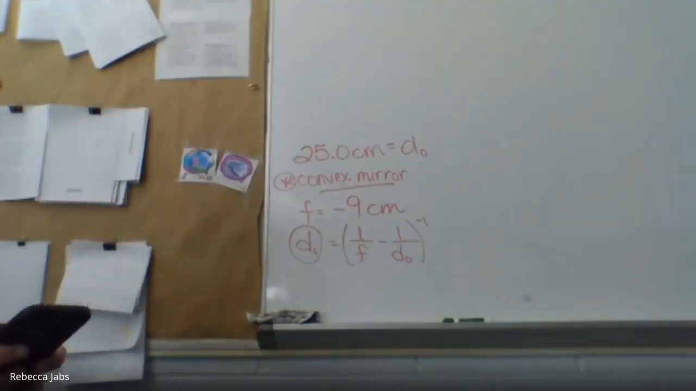So even though we're changing the focal points and making it the focal length and making it negative, do we still put it to the -1 or no? Yes, you still put it to the -1.